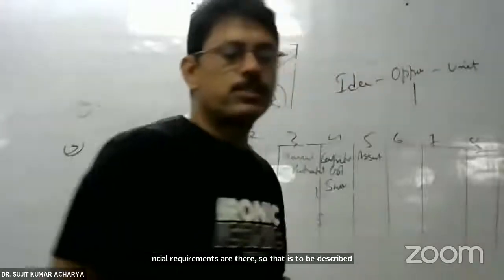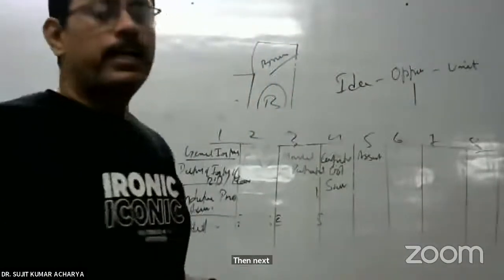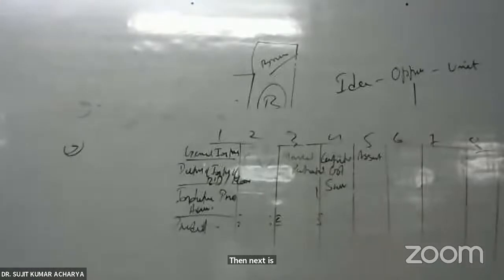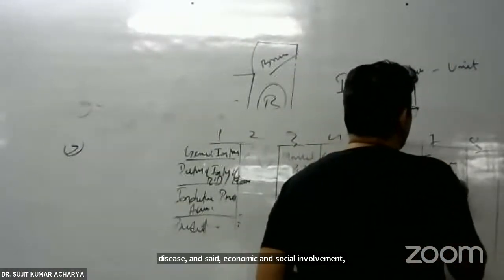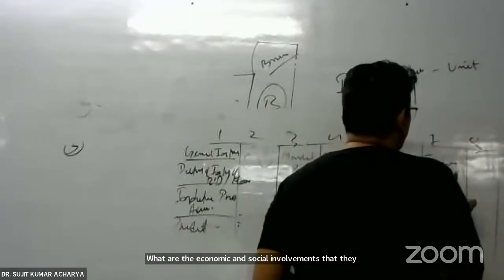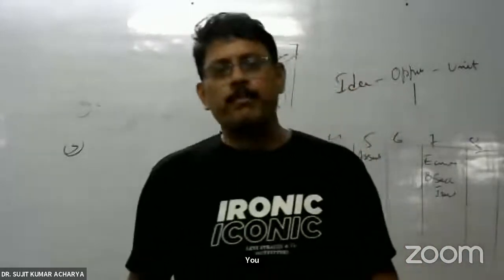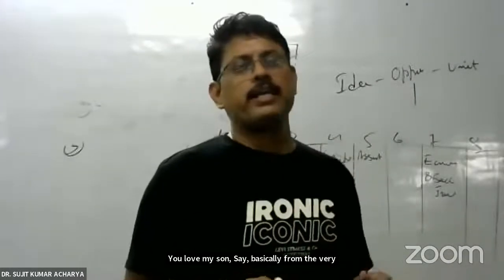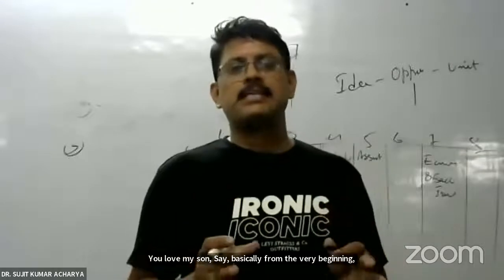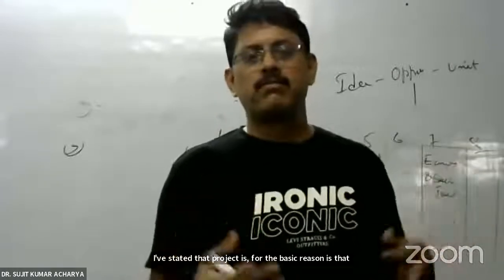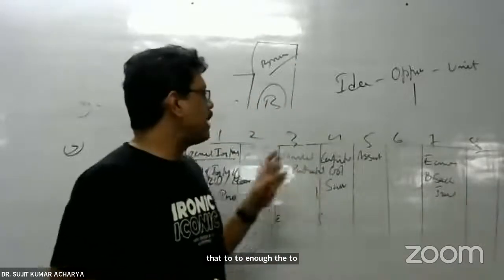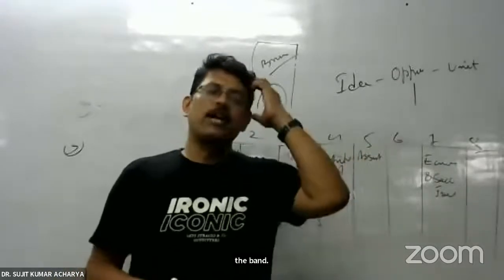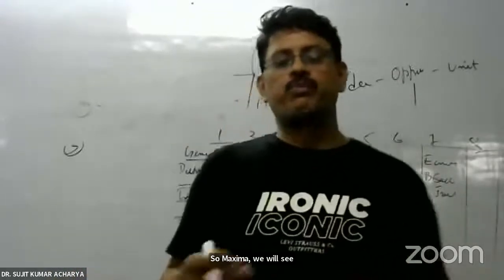Then next is seventh, the economic and social variables. What are the economic and social involvements there? See, basically, from the very beginning, I've stated that a project is prepared for the basic reason of enhancing the financial prospects, to avail fund, to avail loan from the bank. So maximum you will see the main point remains finance, and that is being discussed stepwise.